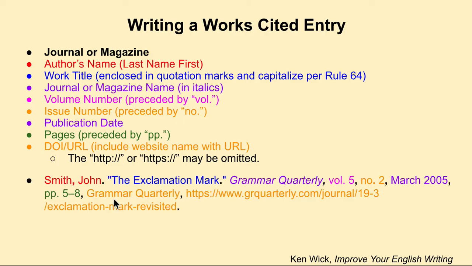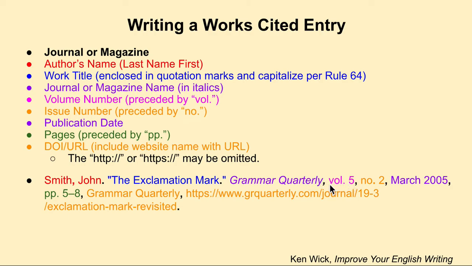So here's an example of a journal article in MLA format. Here you have the last name first. You have the article title enclosed in quotation marks. Notice that there's a period after the author's name. There's a period after the title. Notice how the period is inside the quotation marks. Then you have the journal name in italics, comma.